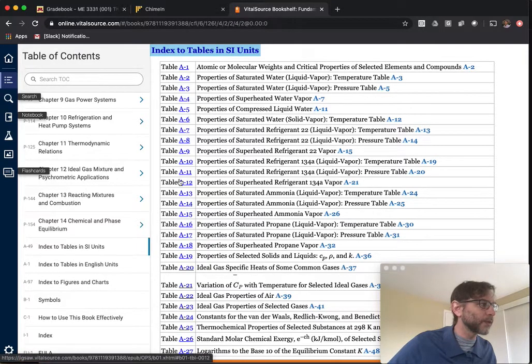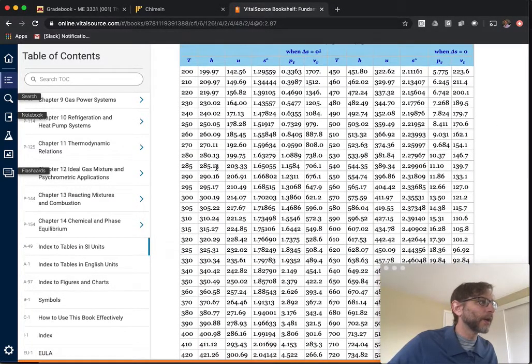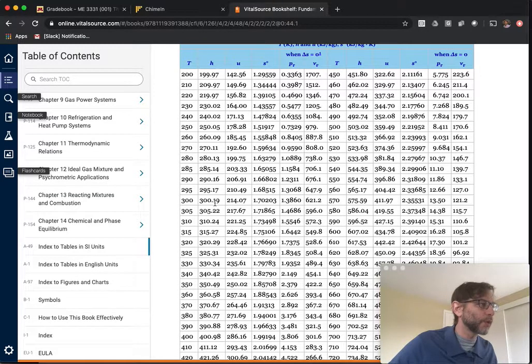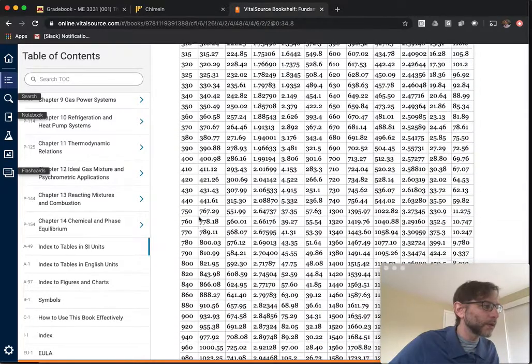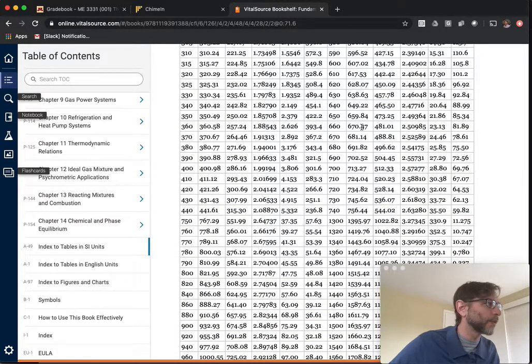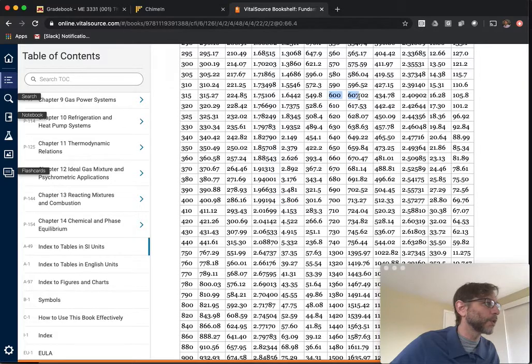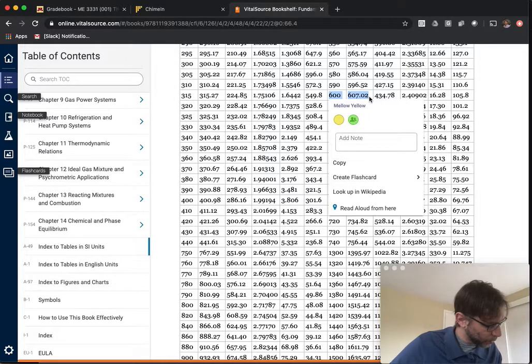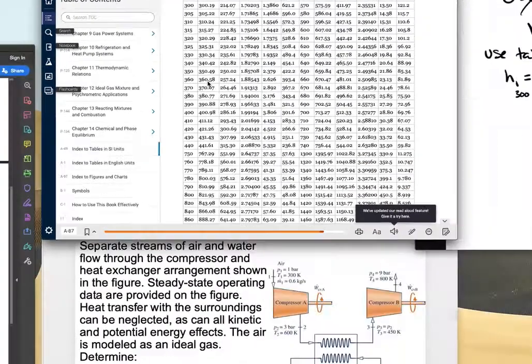Now let's see, H1 is, okay, so wait, A22, let's go back. Okay, here we go. So H1 is 300.19. I'm going to write that one down, 300.19 kilojoules per kilogram. And 600 is down here. Where's the 600? Oh, it's over here on the other side. 670.4? Nope, that's not it. 607.02. So H2 equals 607.02 kilojoules per kilogram. That's all we need here, I think. So we'll go back.